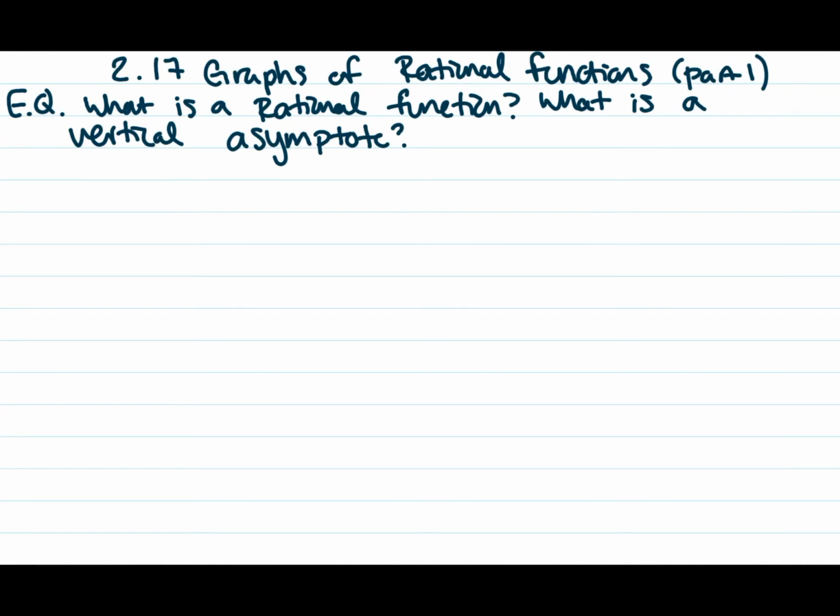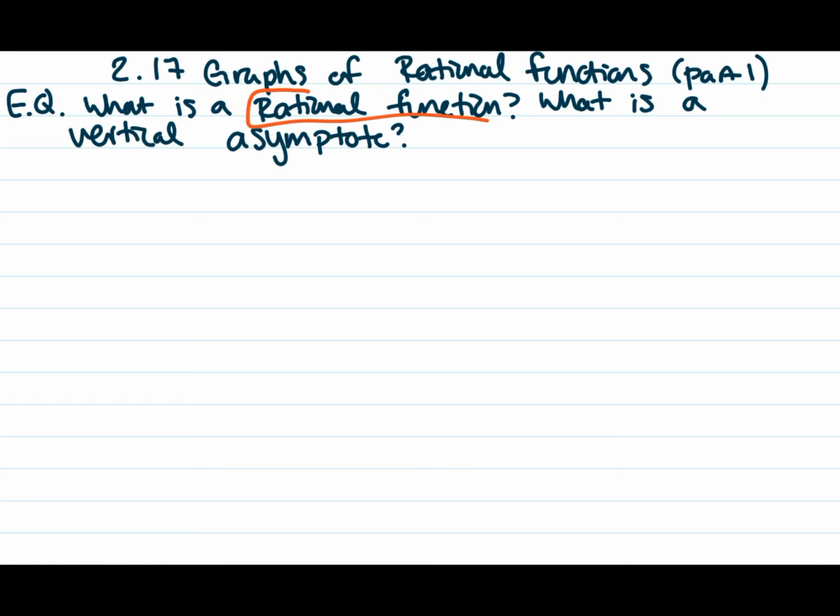Alright guys, so hopefully right now you've got your notes labeled 2.17 Graphs of Rational Functions Part 1. I'm aware that the last section in your notes you probably have is 2.13. So I had to skip one of them and just kind of move into this just for simplicity for you guys. So this is a really important type of function we talk about in Algebra 2.